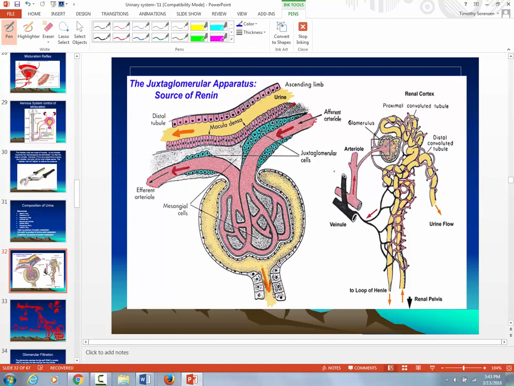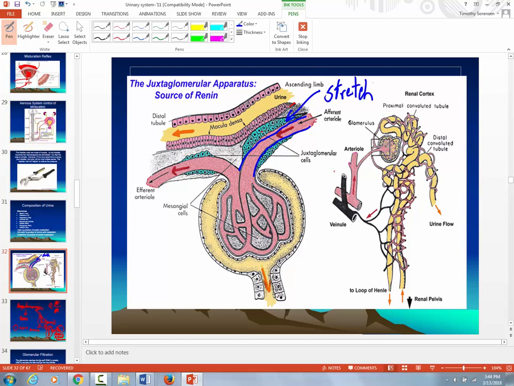Watch. The juxtaglomerular apparatus is really a little sensor that the nephron has that allows it to regulate long-term blood pressure. So this is what I really want you to understand. Here is the afferent arteriole, and as you know, the afferent arteriole is under pressure, correct? Connected to the afferent arteriole, these little teal-colored cells are called juxtaglomerular cells. Juxta means next to, right? So it's next to the glomerulus. And these cells respond to stretch.